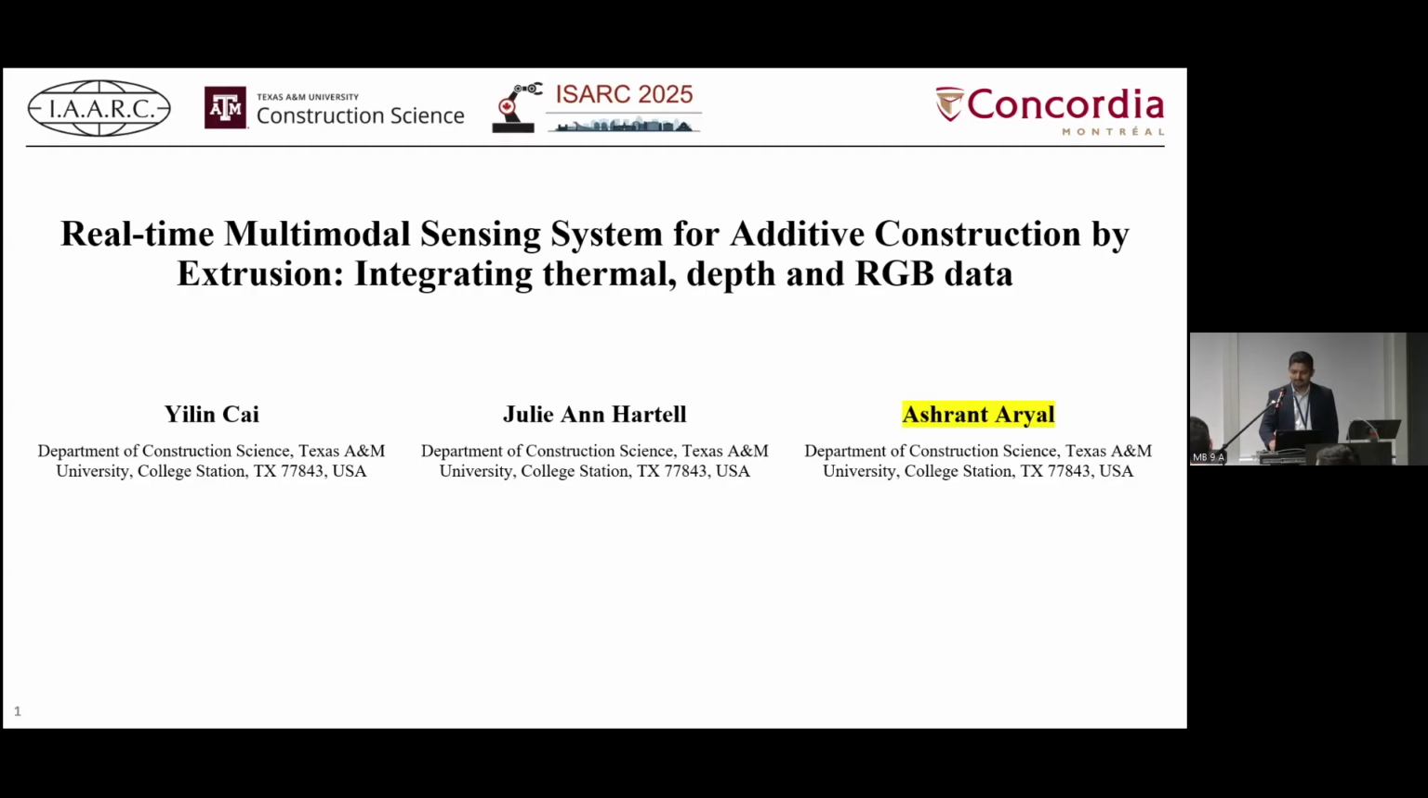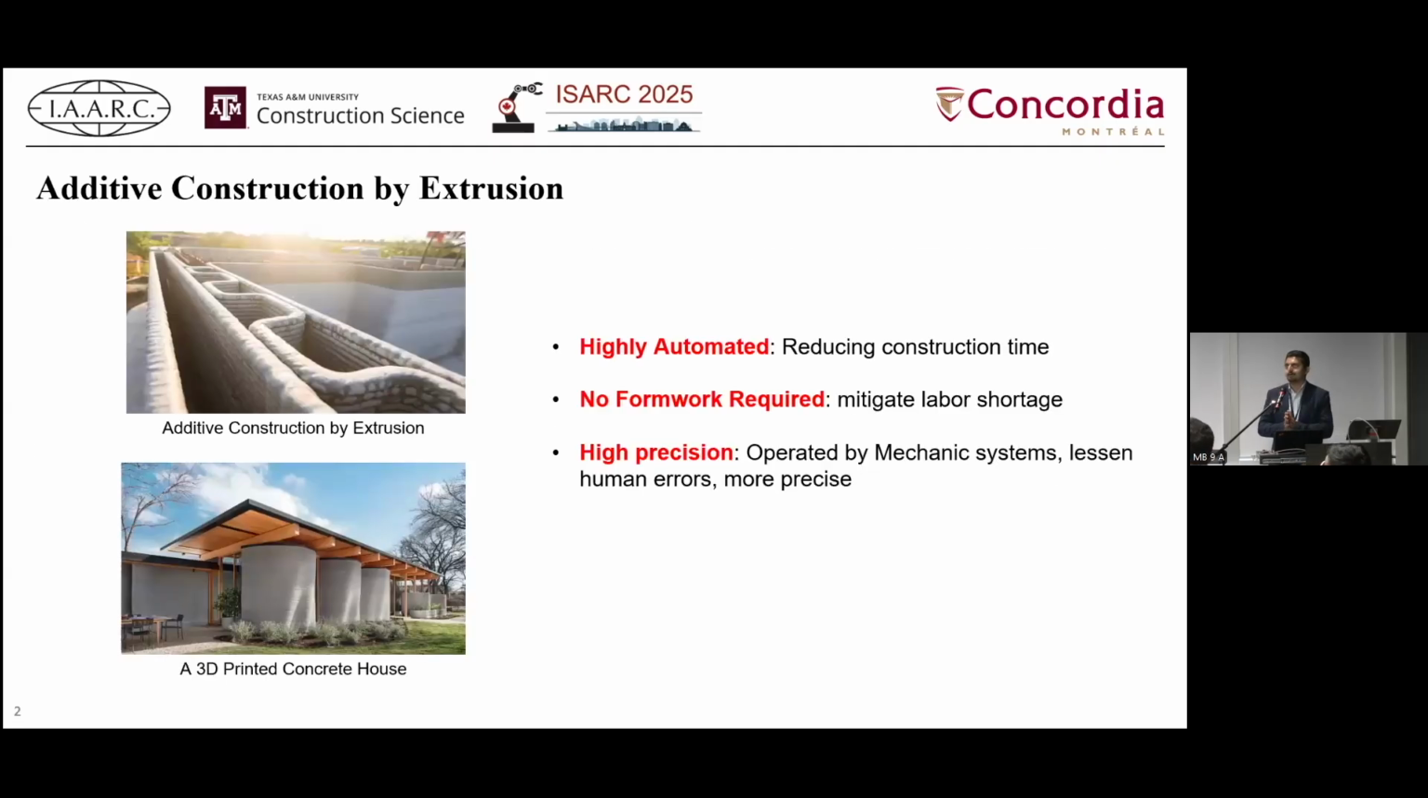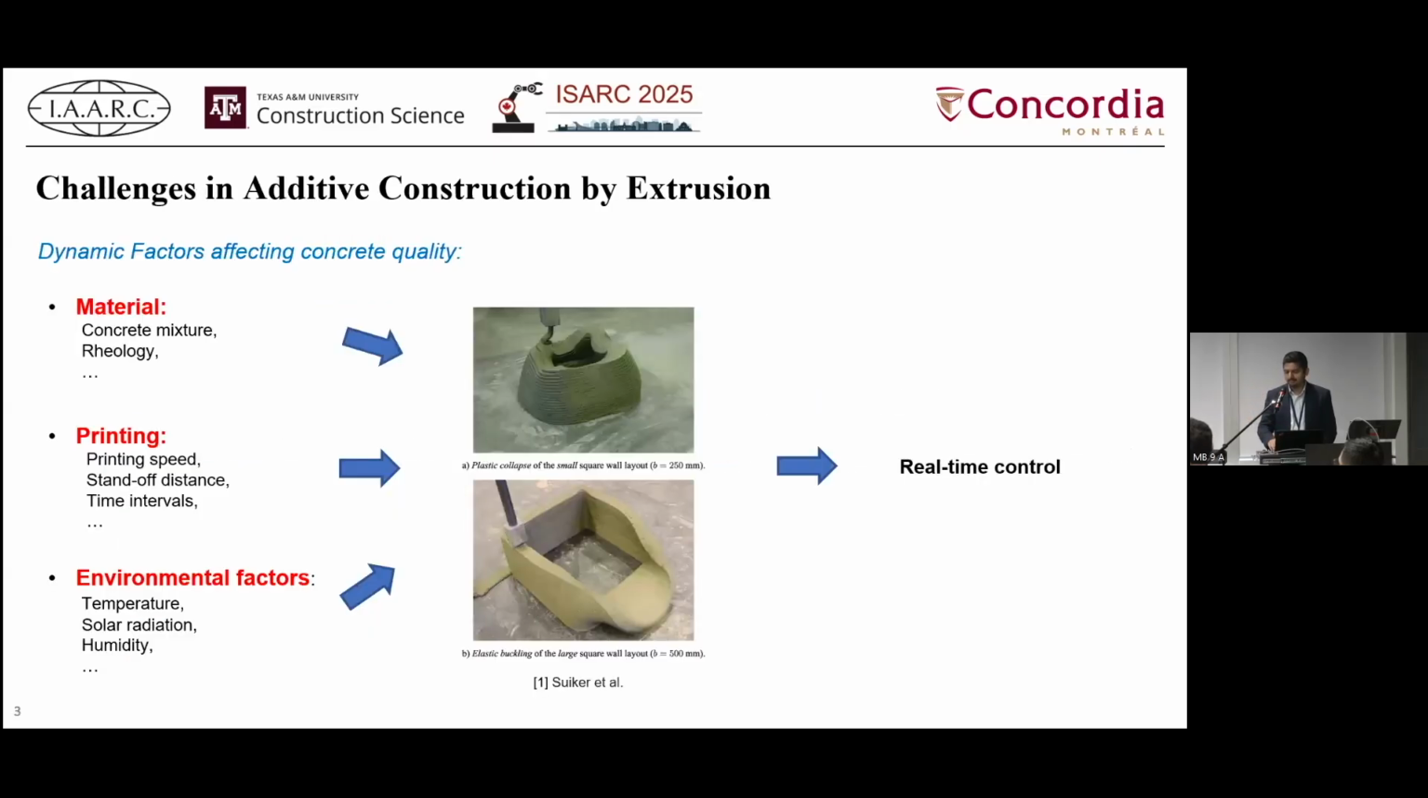But we wanted to work towards developing advanced real-time control in 3D printing. Additive construction by extrusion, or more commonly known as 3D concrete printing, has a lot of promise of being highly automated, with very fast construction times and very flexible design, but it's quite far from reality right now.